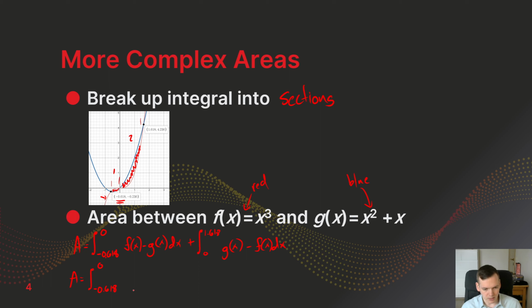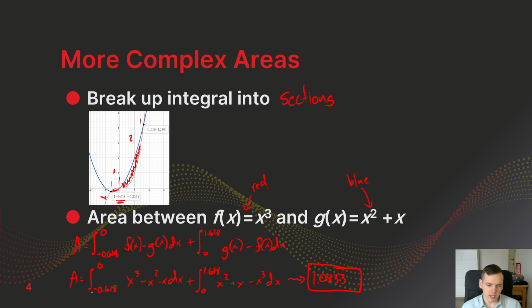So from negative 0.618 to 0, f of x minus g of x is x cubed minus x squared minus x dx, plus the integral from 0 to 1.618, where g of x minus f of x is x squared plus x minus x cubed dx. If you keep working that, you'll eventually get an answer of about 1.0833. It's a pretty simple reverse power rule, and then plugging in your bounds.